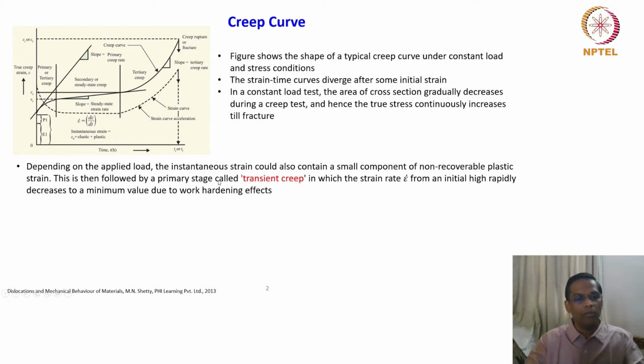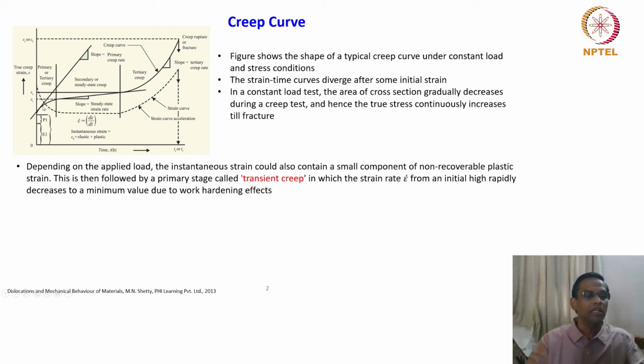This is then followed by a primary stage called transient creep. In this region, the strain rate epsilon dot from an initial high rapidly decreases to a minimum value due to work hardening. Just look at the dotted line. Initially it is very high, and then it just drops and reaches the plateau here, steady state. And we are saying it is due to the work hardening effect.